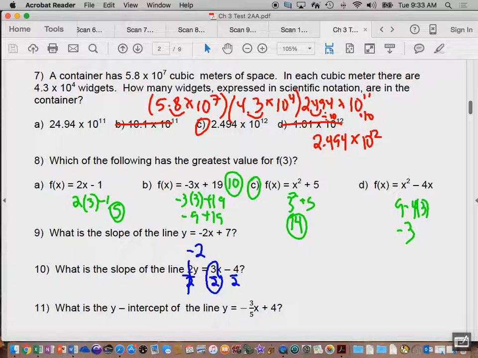Next question. What's the y-intercept? Oh, wait, not on the previous one, on number 11. Yeah, that y-intercept works out to be 4, and that's because this is in y equals form. So I can go right to y equals mx plus b, and the y-intercept is the number at the end.